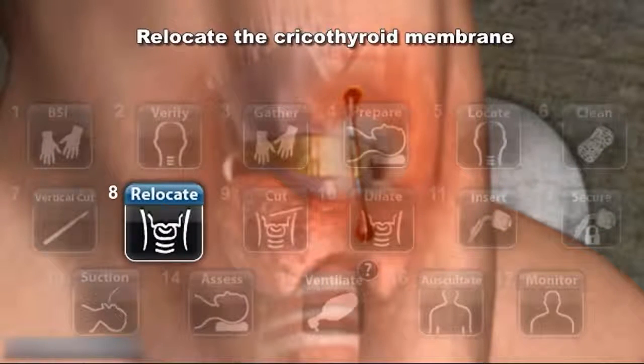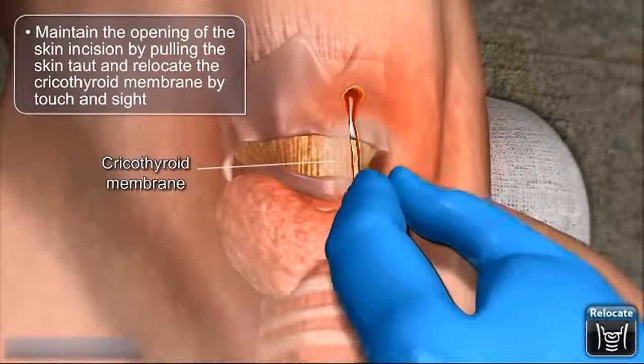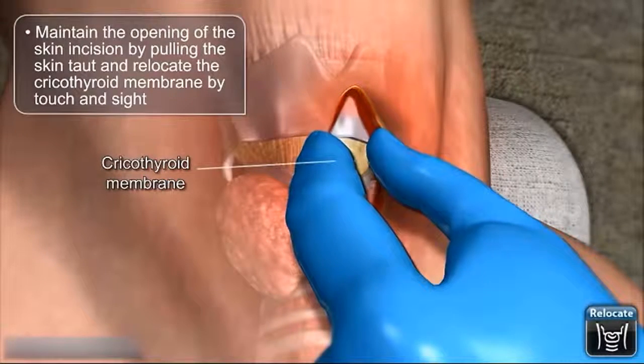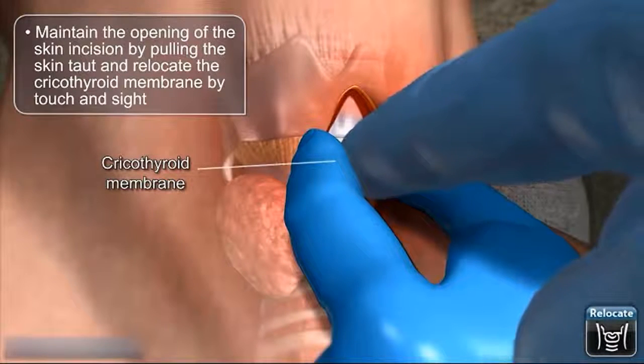Relocate the cricothyroid membrane. Maintain the opening of the skin incision by pulling the skin taut, and relocate the cricothyroid membrane by touch and sight.